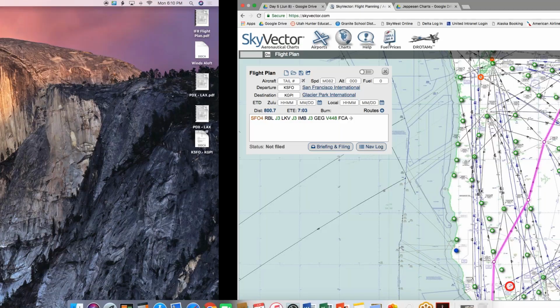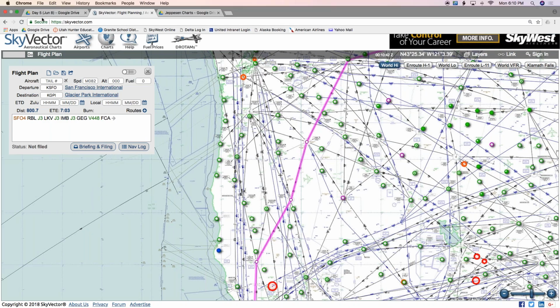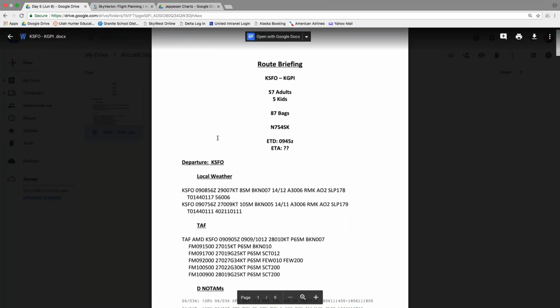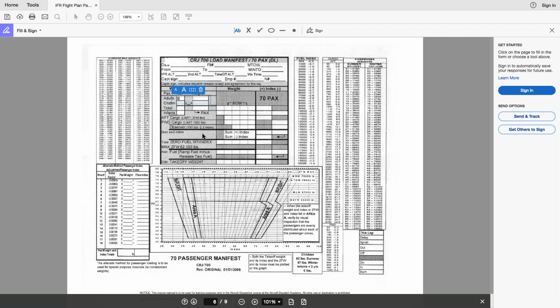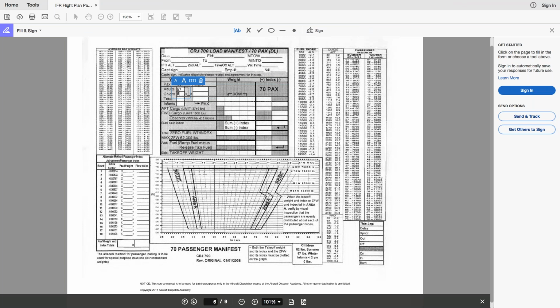All right, number of adults. Let's see here. Got 57 adults and 5 kids. That gives us a grand total of 62.